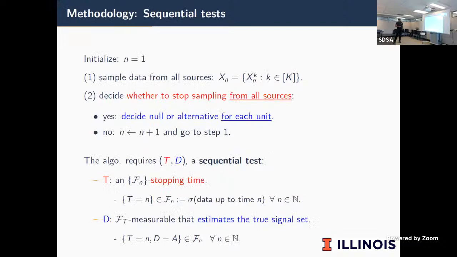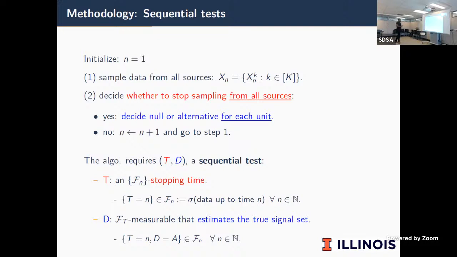Now, let's come to the methodology. I'll introduce what a sequential test is. As I told before, we are observing data in real time. First I initialize the time point at 1, and we sample data from all sources, so we observe the whole vector at time point n. At any time point n, we decide whether to stop sampling from all sources or not. If we stop, then we have to decide null or alternative for each unit, so for each unit we have to specify whether it's a signal or non-signal. And if not, then we just keep sampling.